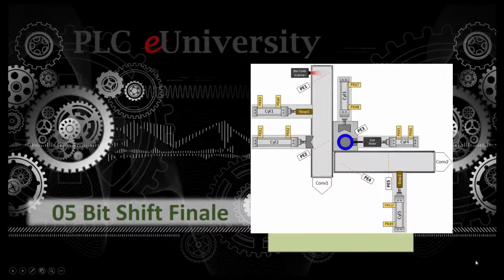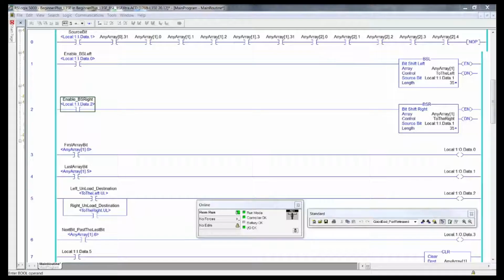So let's tidy up this one. We did the bit shift left and the bit shift right. This is the bit shift grand finale. The next section of the lab manual was entitled BSL and BSR, length greater than one word using database viewing. Database viewing, that's what this rung is right here.